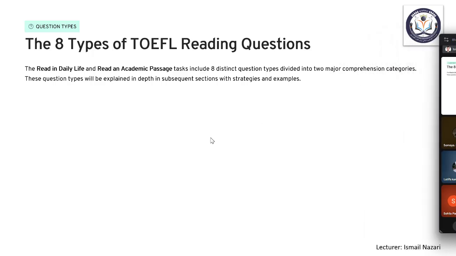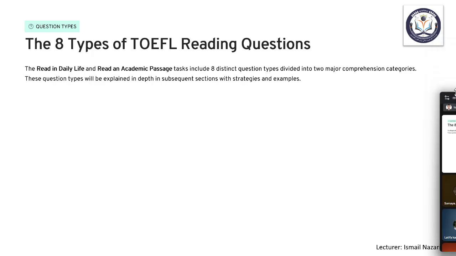In this session, we will study the 8 types of TOEFL reading question. That's the focus of tonight's session. Here, we'll focus on the question types that we might face in the read in daily life task and in the read an academic passage task.